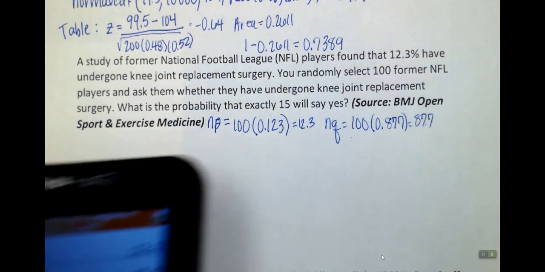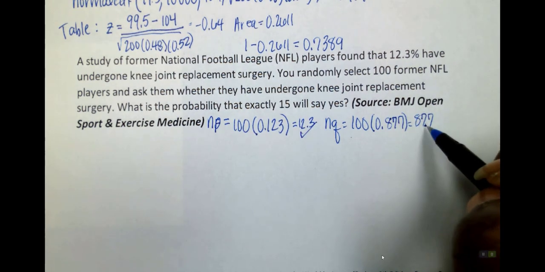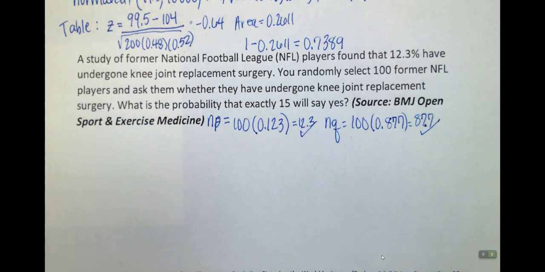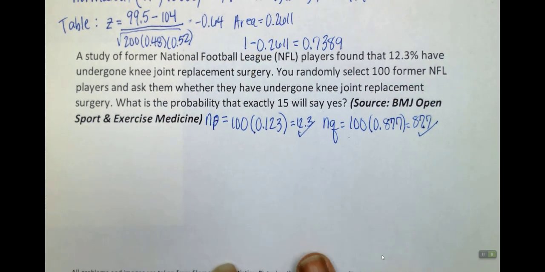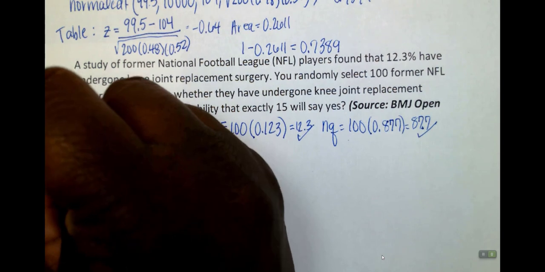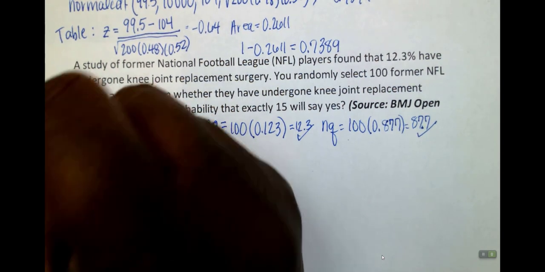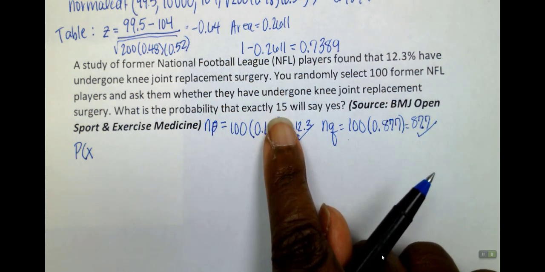We can do our problem. I have at least 5 successes, at least 5 failures. Alright, so for our calculator first, well, for both I guess, let's find our probability. So it says exactly 15.